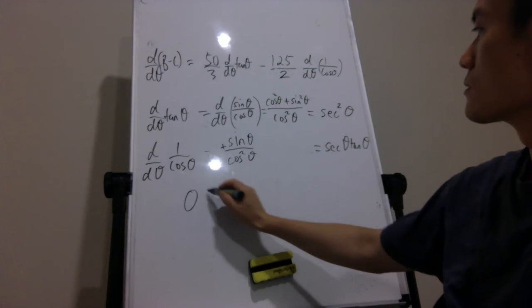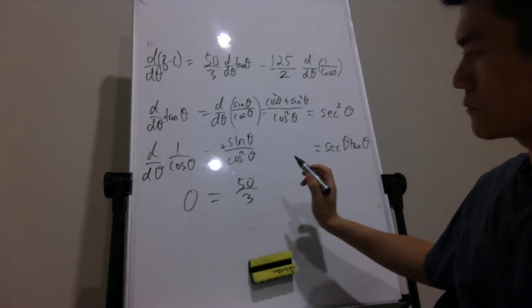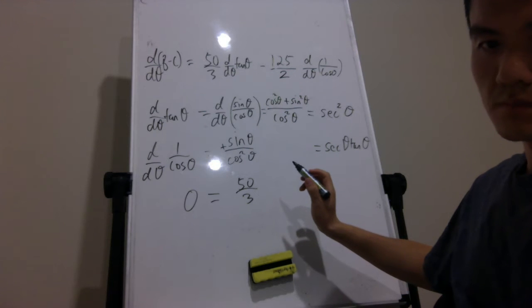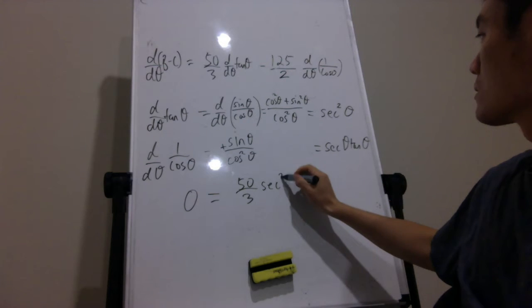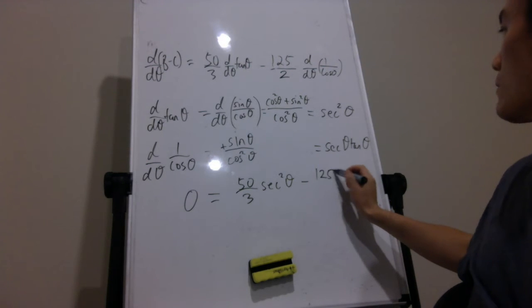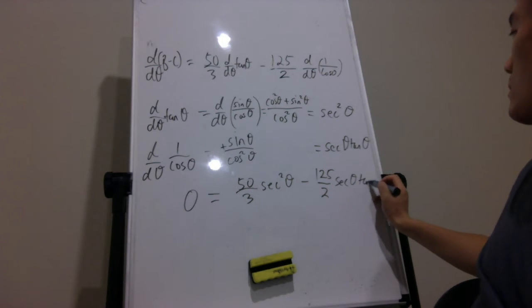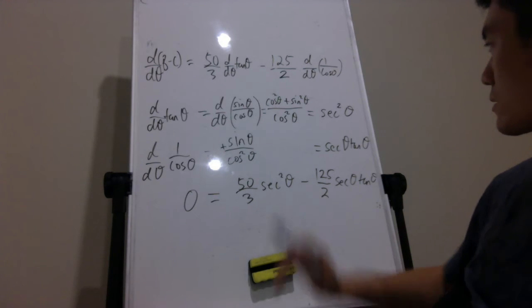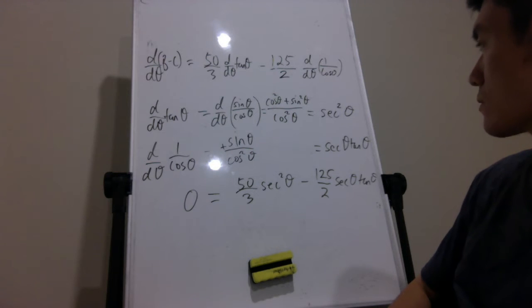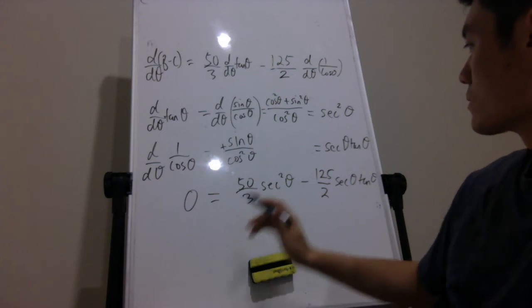Okay, so knowing that those are the derivatives, set that equal to 0. So we want to set 0 equals 50 over 3 times sec squared theta minus 125 over 2 times sec theta tan theta. One of the questions that comes about is, does sec theta equal 0? Well, 1 on cosine theta for theta being acute will not be equal to 0, so we can get rid of the sec theta.